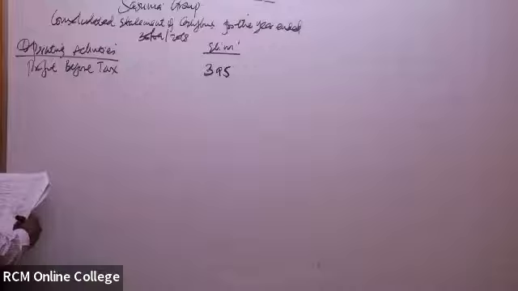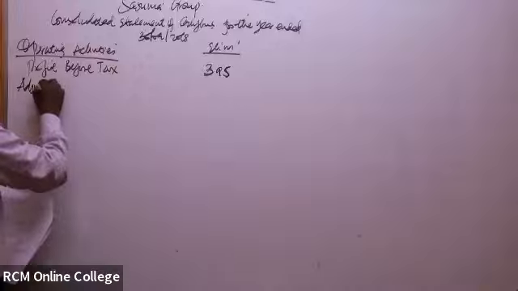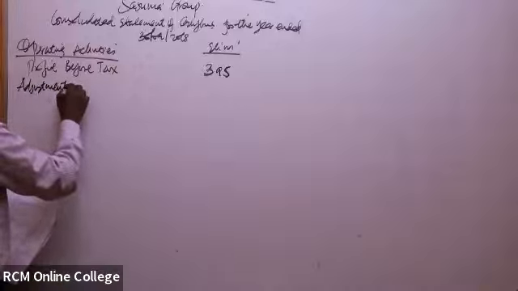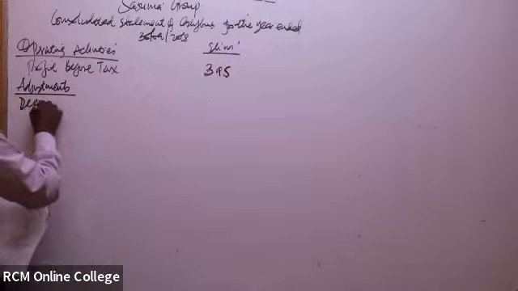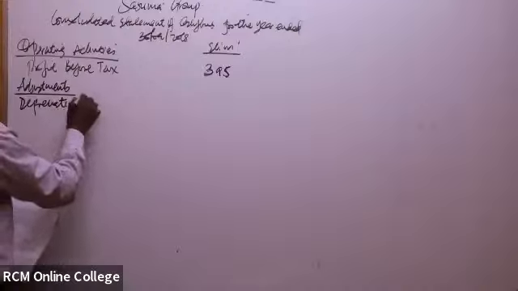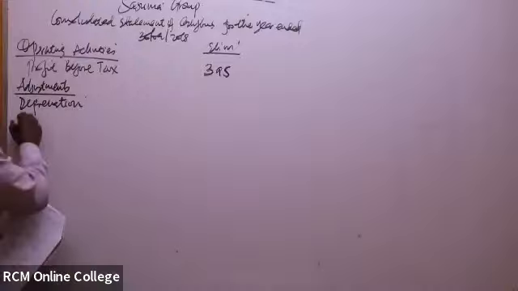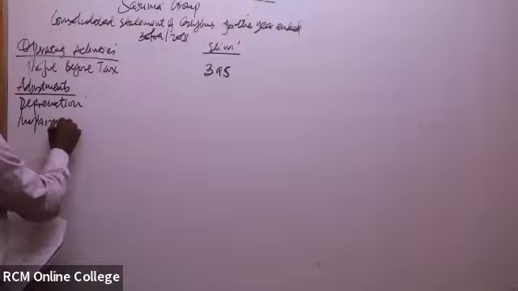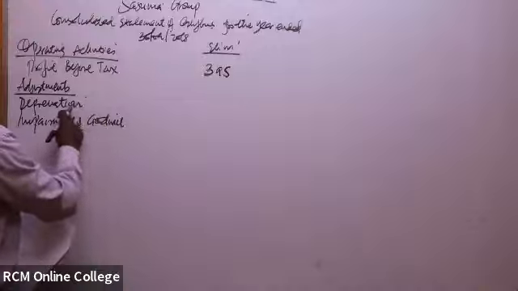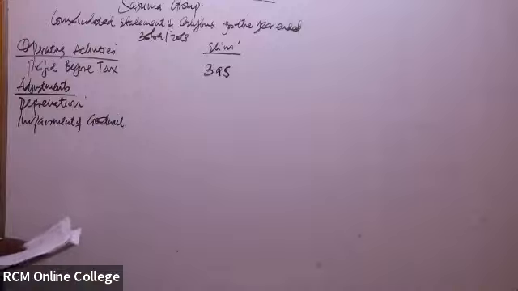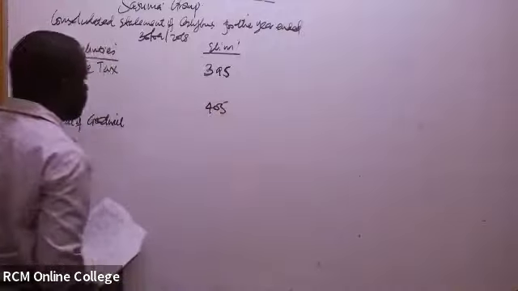So 395. Then you can adjust the non-cash items. So adjustments. For the non-cash items, of course you have depreciation. Depreciation is how much? You also have impairment of goodwill. Depreciation is 405.